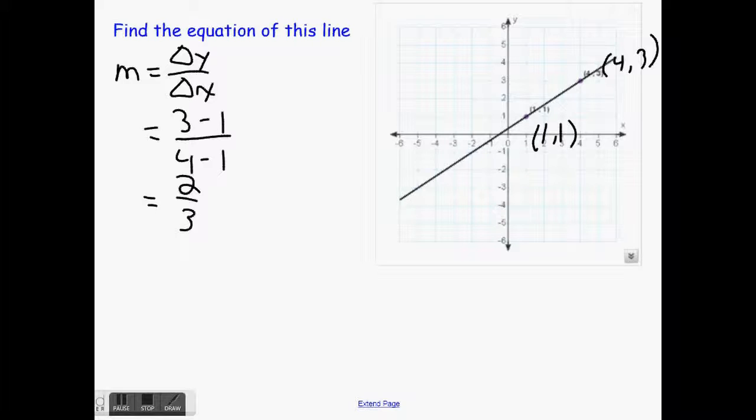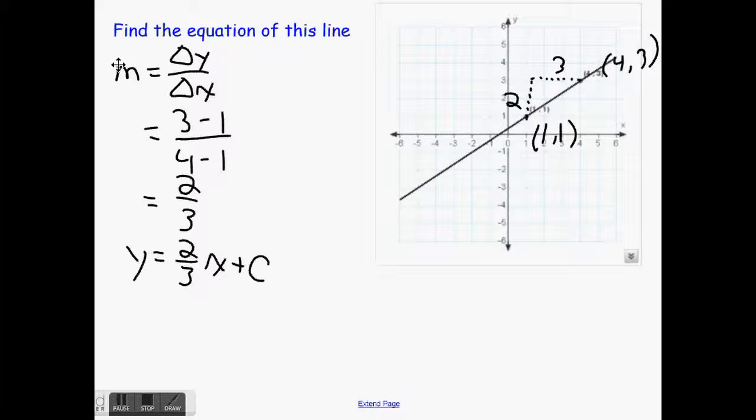You're more than welcome to just start here, count up 1, 2 steps, and then over 3 steps. That's 2, and that's 3. Okay. So we have our slope. y equals 2/3 x plus c. Okay. Now what do I need to do next?